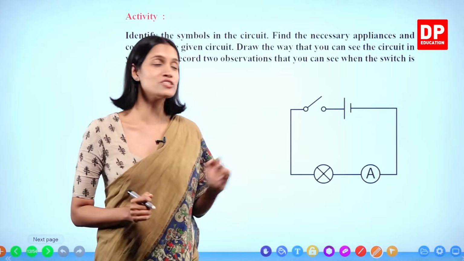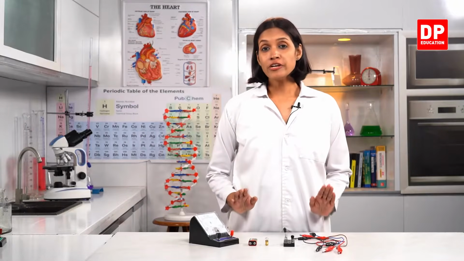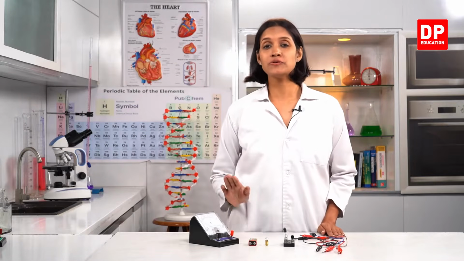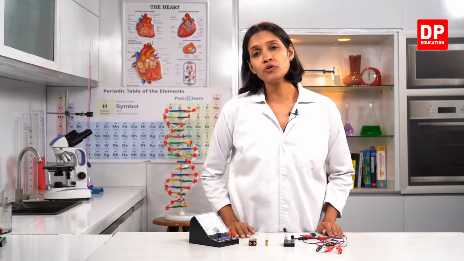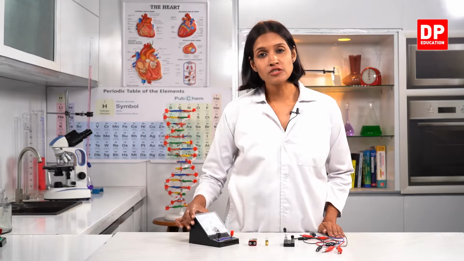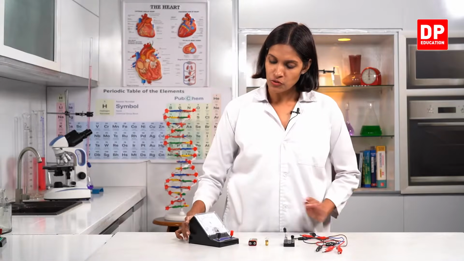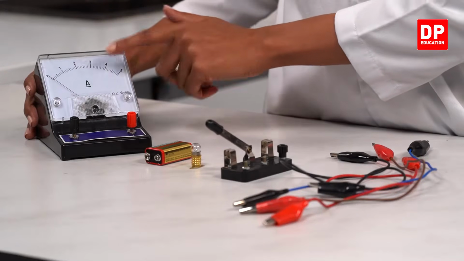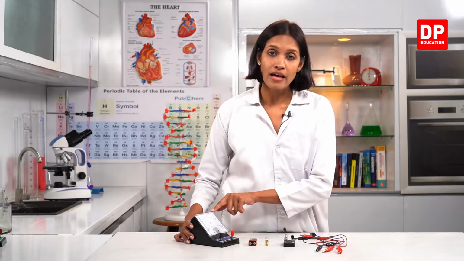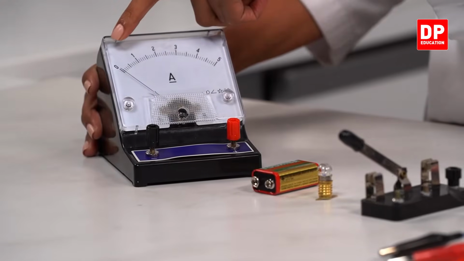Now we are going to do this small activity in the lab. Right children? Now we are going to make another circuit using an ammeter. Now you all know ammeter is an instrument that is used to measure an electric current. Okay? So this is the ammeter. You all can see there's this indicator. At the moment, the indicator is at 0.